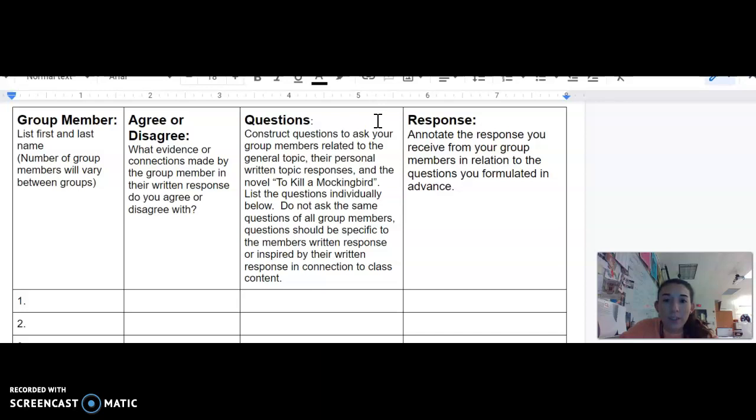List the questions individually below. Do not ask the same questions of all group members. Questions should be specific to the member's written response or inspired by their written response in connection to class content.